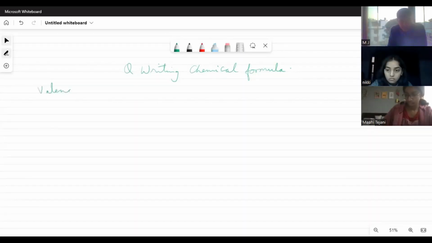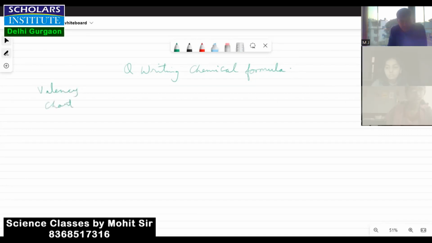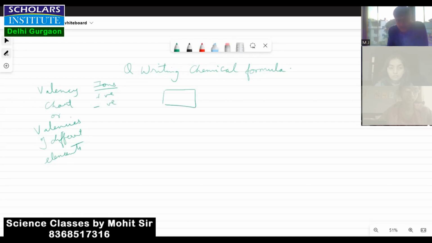ठीक है, what you need is valency chart, or you can say valencies of different elements. अब इसमें कुछ पॉजिटिव वैलेंसीज वाले एलिमेंट्स होते हैं, कुछ नेगेटिव वैलेंसी वाले एलिमेंट्स होते हैं. एलिमेंट्स के अलावा हम पॉलीएटॉमिक आयंस भी यूज करते हैं. केमिकल फॉर्मूला लिखने के लिए हम आयंस का यूज करते हैं. ओके, पॉजिटिव एंड नेगेटिव. हमेशा याद रखना है, पॉजिटिव वाला आयन पहले लिखेंगे, नेगेटिव वाला आयन बाद में लिखेंगे.